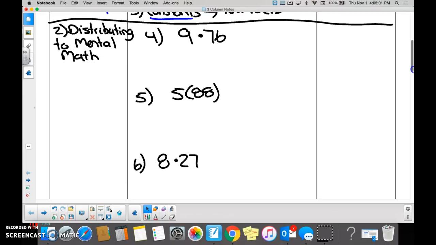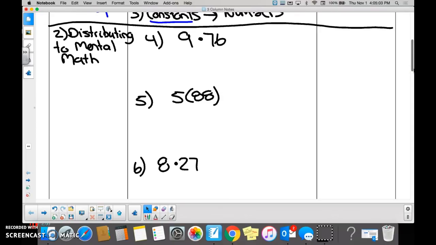Distributing to do mental math. So here we have number 4, a basic math problem of 76 times 9. You are used to, in the past, taking 76, putting 9 underneath it, multiplying it out. 6 times 9 is 54, put down the 4, carry the 5. 7 times 9 is 63, add 5, 68. Your answer is 684. Great, wonderful, super way of doing that.